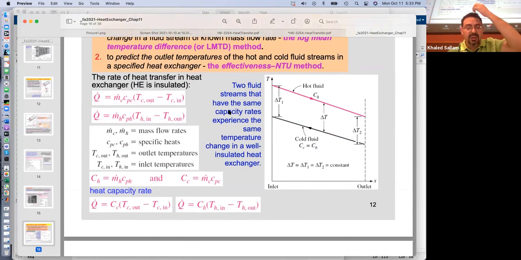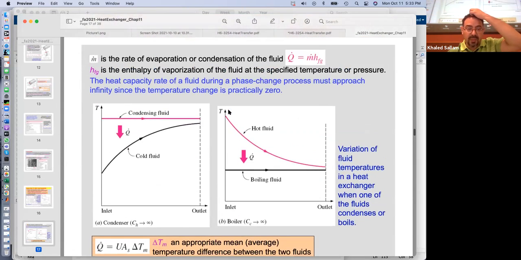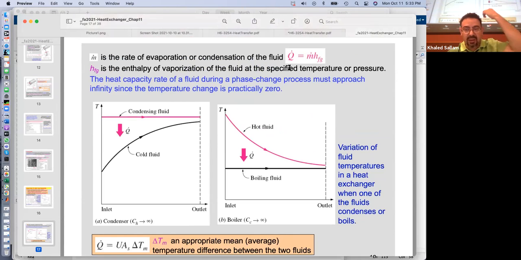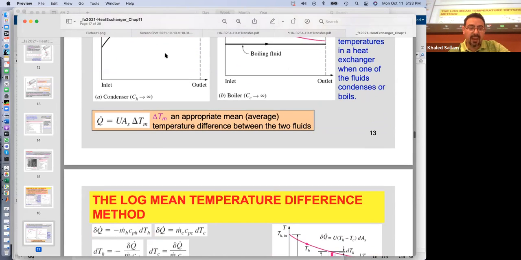All right, so this is the part about the steam, right? Q is m dot h_fg. And now we are after this. Q is U A delta T_m. That is the guy that we want.